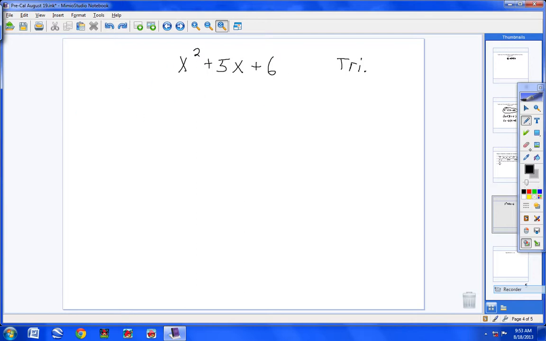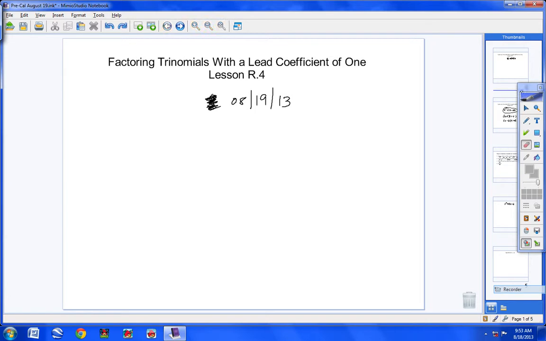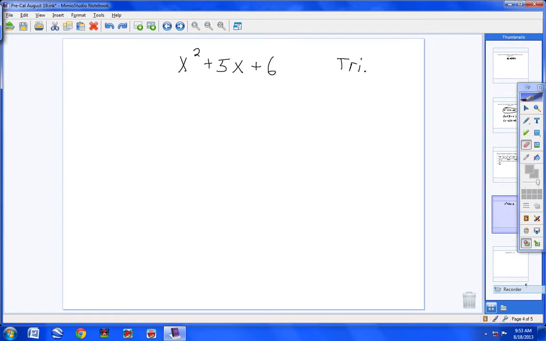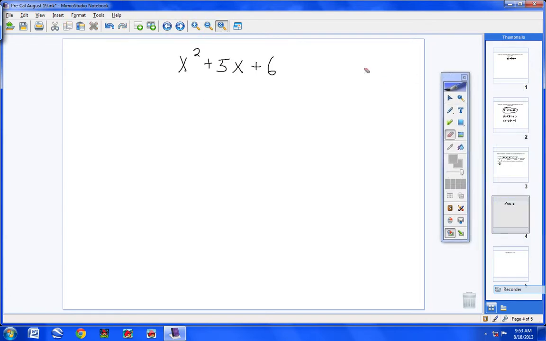Now here's what step 2 says. Hopefully you have your steps in front of you. Sorry about that, students. That is why I gave them to you to look at. So you should have your steps in front of you. And step 2 says list out the factors of the last term in sets of 2. So here's your last term right here, 6. Let's list out all the factors of 6 twice.